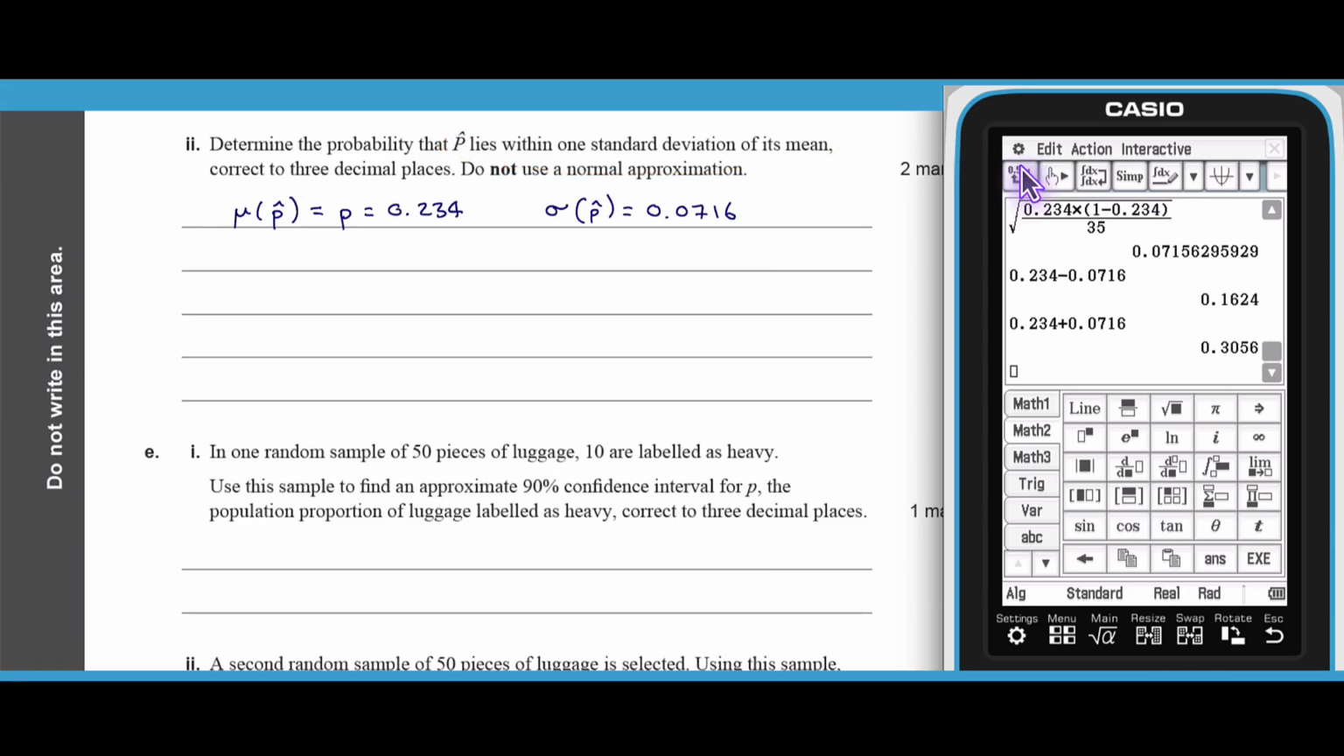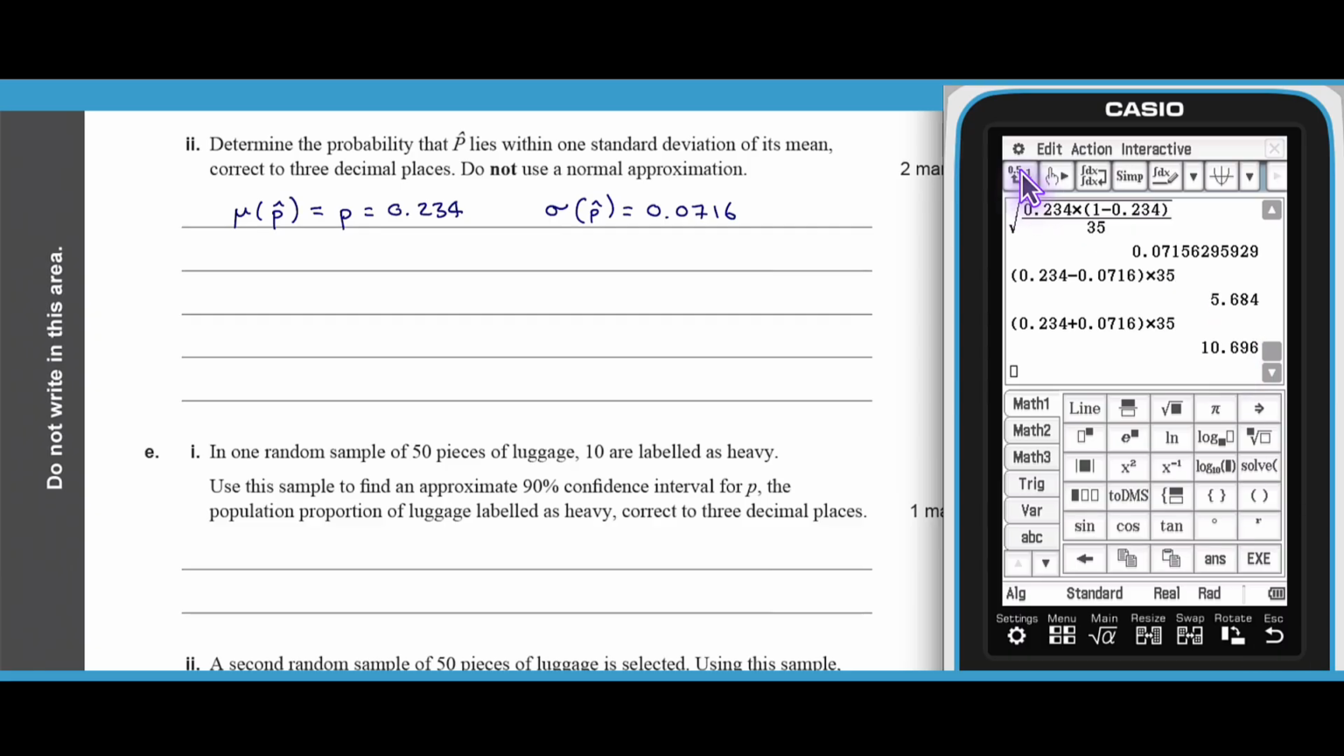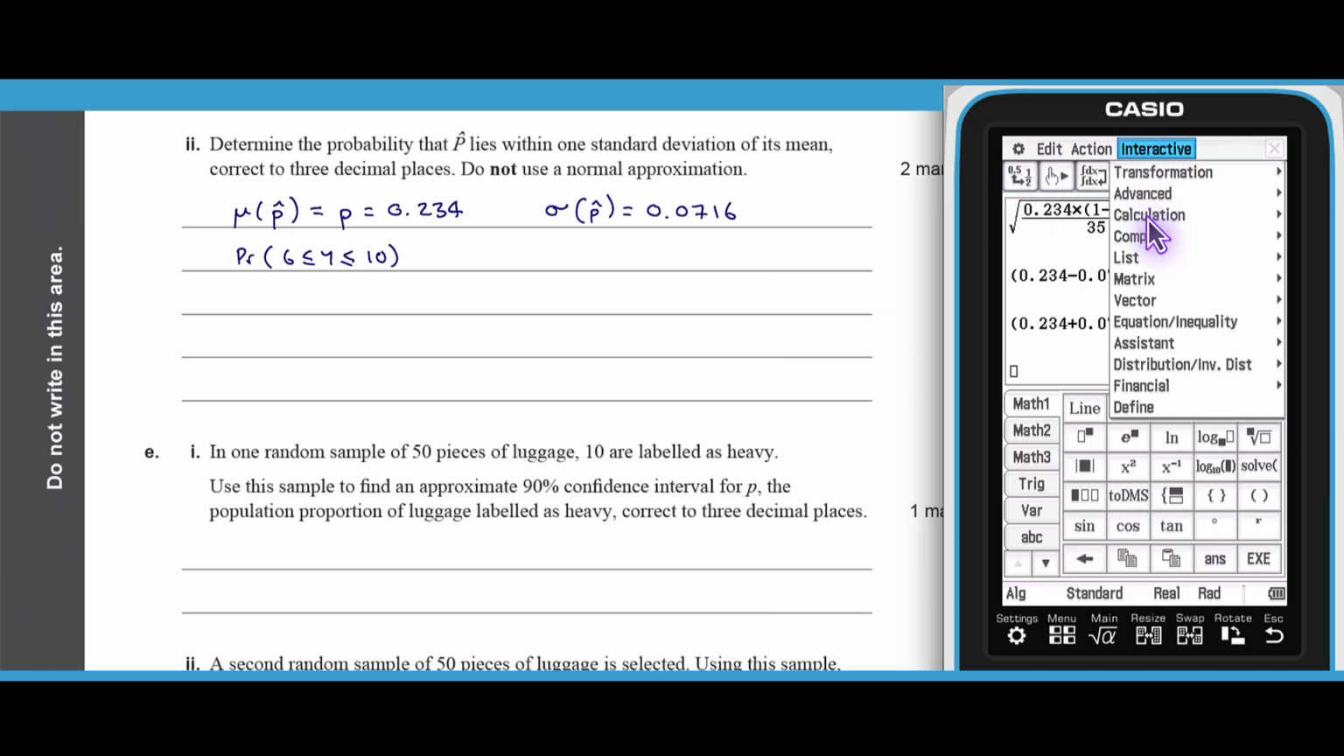So, the probability we're interested in is p hat between 0.1624 and 0.3056. This is equivalent to the probability of y between 5.684 and 10.696. Because of the discrete nature of y, this means we need to use the binomial distribution to calculate the probability of y between 6 and 10 inclusive.